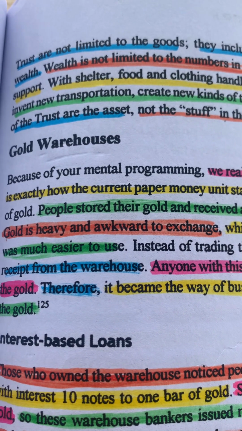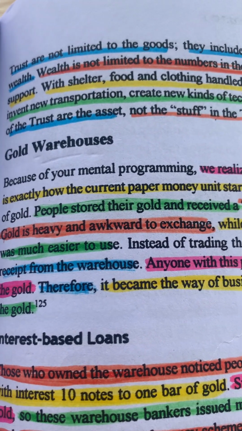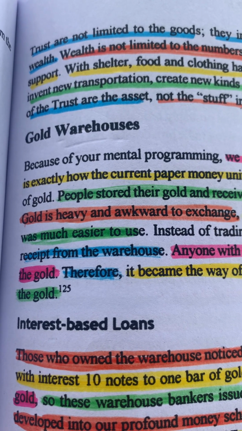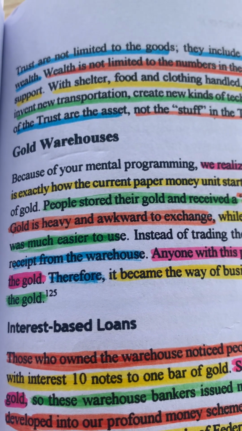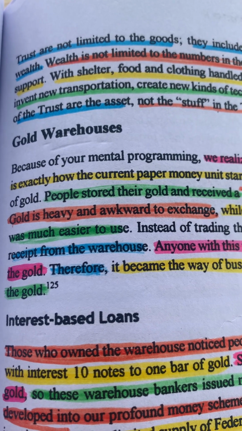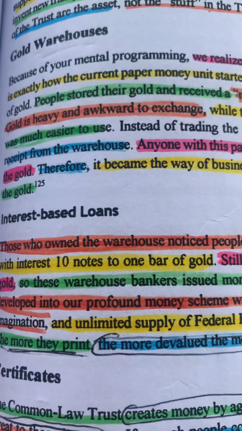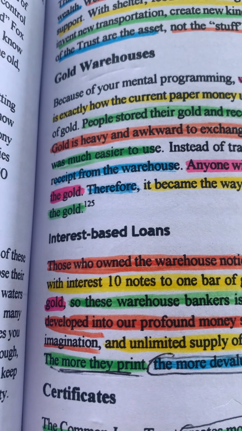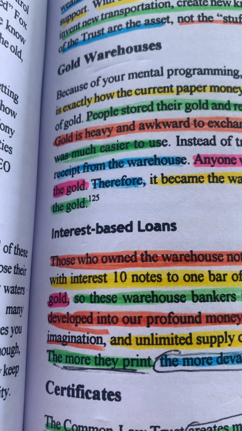It's just a promise. But it says, instead of trading the gold, people paid for goods using the receipt from the warehouse. There you go, the value is the trade. Anyone with this paper could go to the warehouse to claim the gold. Therefore, it became the way of business to use the paper to trade instead of the gold. Now we have interest-based loans. Those who owned the warehouse noticed people did not come back for the gold, so they lent with interest 10 notes to 1 bar of gold.